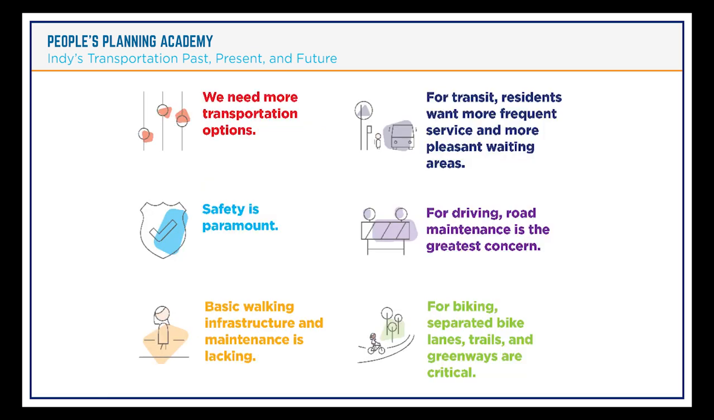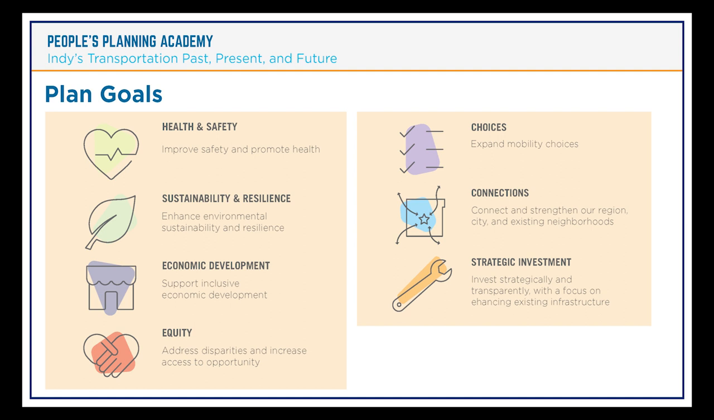And so we went out to the community. Hopefully some of you were able to participate in some of our open houses or sessions with counselors or online surveys. But these are really the things that we heard. And so people want more options. Safety is important. It's not just about speed. We need to fix what we have for transit, more frequent service, and kind of walkability to get to the service is important. When you're driving, obviously potholes matter. And if you're biking, a preference for separated facilities rather than on-street kind of painted bike lanes. And so what we did is we translated all those into these goals, and so we do have 7 goals.